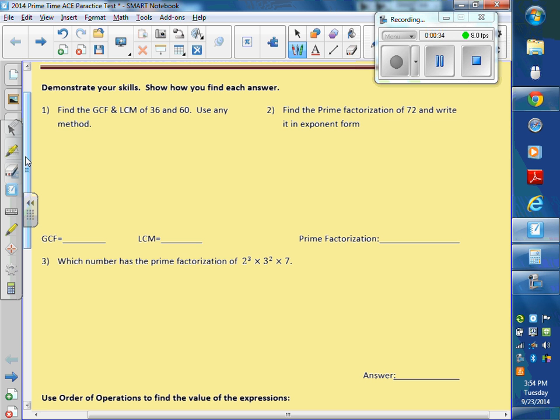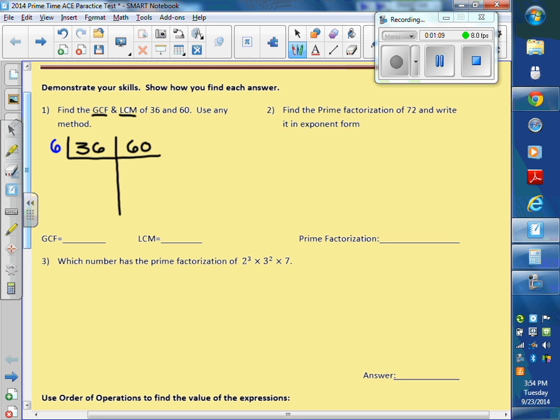So the first step is to find the greatest common factor and the least common multiple. That's what these abbreviations stand for. 36 and 60 using any method. The easiest method to do this problem is the ladder. To do the ladder, I just take 36 and 60, put them next to each other, set up the division ladder, and find a common factor. Any common factor. So the first one that comes to mind for me is 6.